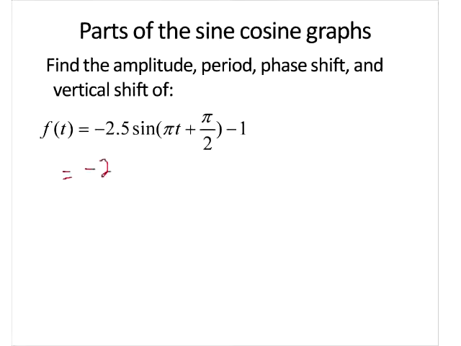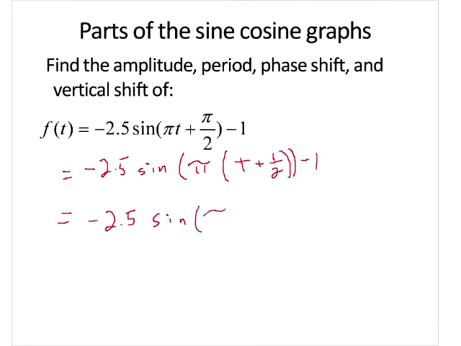So this is going to be negative 2.5 times the sine of pi times t plus, let's see, if I factor out a pi, I'll just have a 1/2 there, minus 1. Now it's looking better, but let me do one more thing. I'm going to rewrite that as negative 2.5 times the sine of pi times t minus a minus 1/2. Remember, our format always said minus c here. So now I think I'm ready to go.